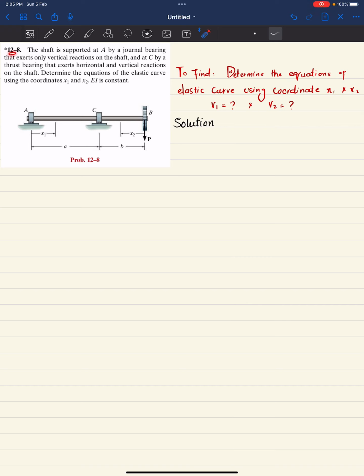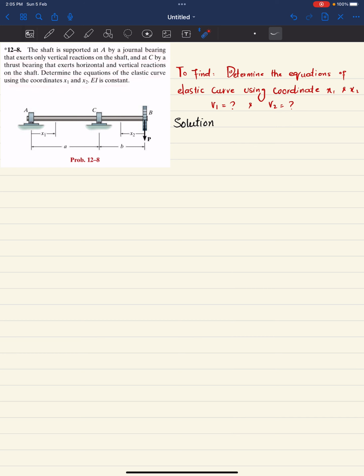Welcome back. Problem 12-8. The statement is: the shaft is supported at A by a journal bearing that exerts only vertical reaction on the shaft, and at C by a thrust bearing that exerts horizontal and vertical reaction on the shaft. Determine the equation of the elastic curve using coordinates x1 and x2.